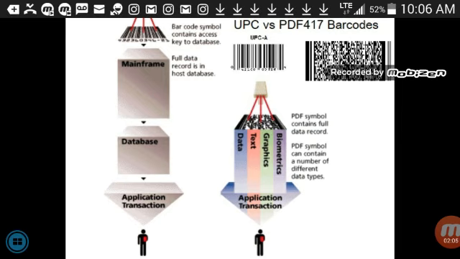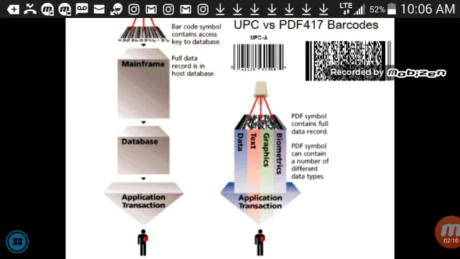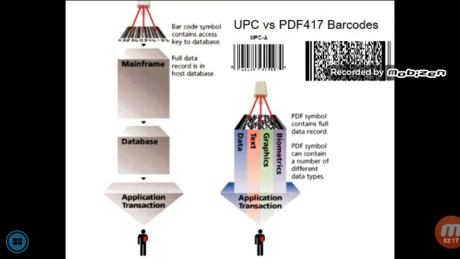Just looking at the picture, if you read it, the UPC barcode symbol contains the access key to the database. From there, the full data is on the mainframe, goes to the database. But when you look over to the right, the PDF 417 barcode has everything encoded into it that's already needed. It can contain the full information on the card that will be recorded in the database for the card. So a database is not necessary.